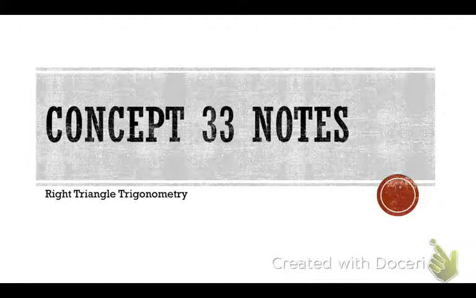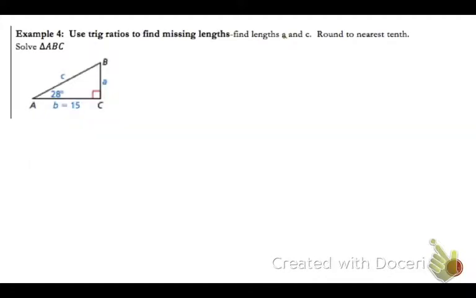Algebra 2, Concept 33 Notes. This is Part 2. We're looking at right triangle trigonometry. So let's continue in the notes now with example 4.